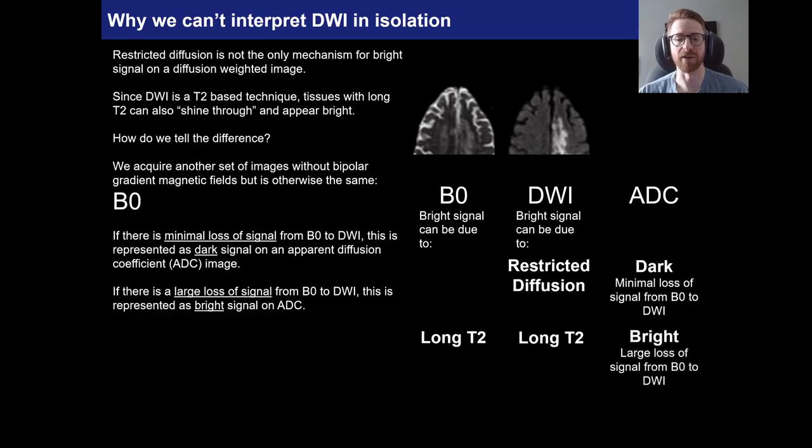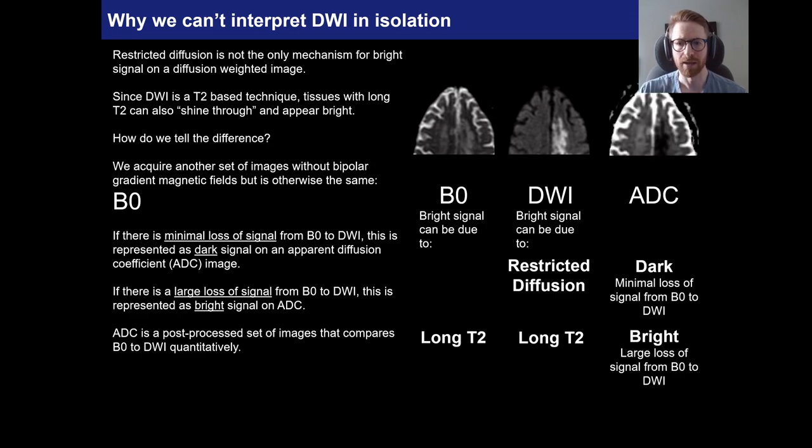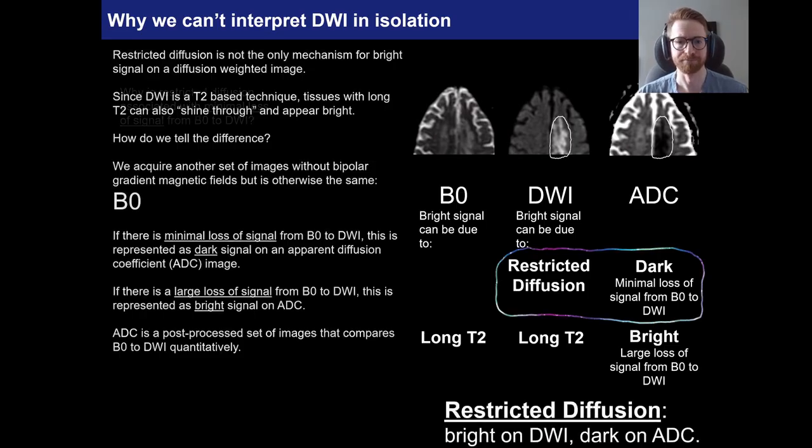So that's going to reflect long T2, or T2 shine through. So ADC is a post-processed set of images that compares B0 to DWI quantitatively. So there we go. In this example, because the ADC is black, that means there was minimal loss of signal from B0 to DWI, and there's true restricted diffusion.